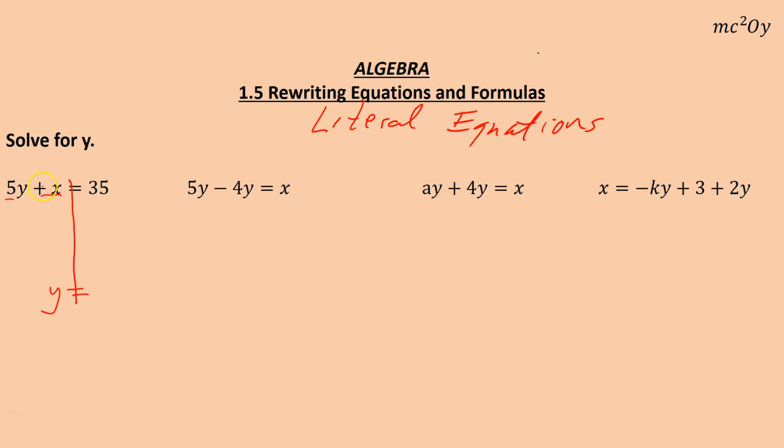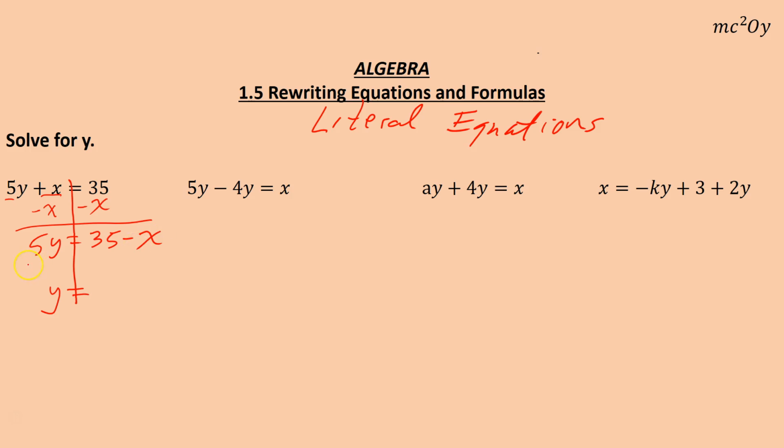Since the x is attached through addition, we're just going to do the opposite, and we're going to subtract that x. Just like if it was a 6 here, we would subtract 6 on both sides. But it's not, it's x, so we're going to subtract x. That's going to leave us with 5y equals 35 minus x.